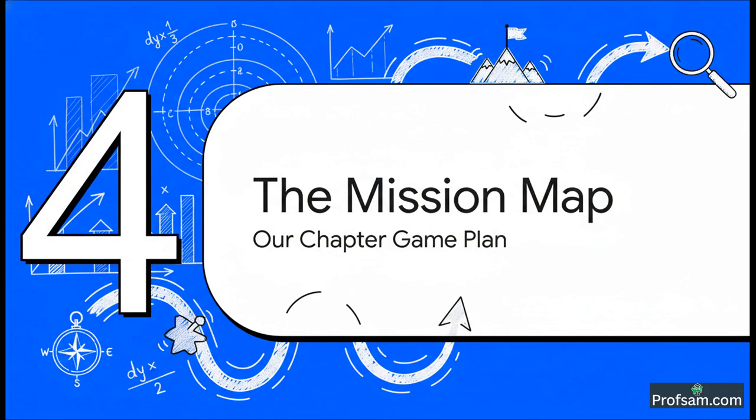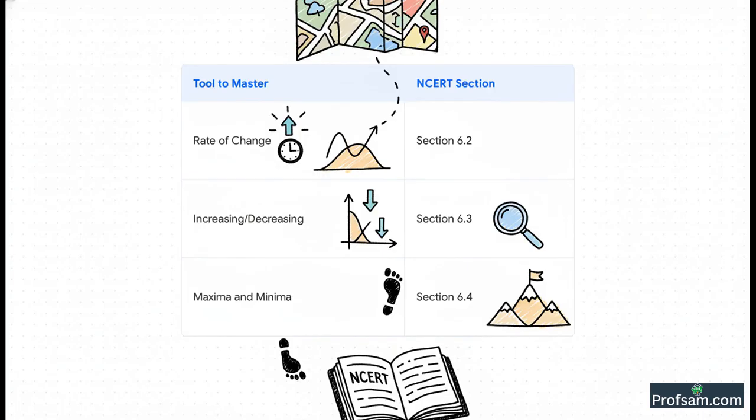Okay, to make this super simple, let's lay out our game plan, our mission map for the chapter. So you know exactly where we're going, no surprises, just a clear path forward. So here's the map. Now look, your toolkit has 5 tools, which is awesome, but we're going to focus on mastering the 3 most powerful ones first, the ones that are most important for your exams and for real life. We'll start with rate of change in section 6.2, then increasing and decreasing in 6.3, and we'll finish with the big one, maxima and minima in section 6.4, a clear step-by-step plan.